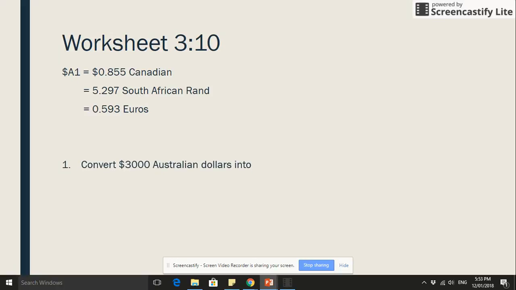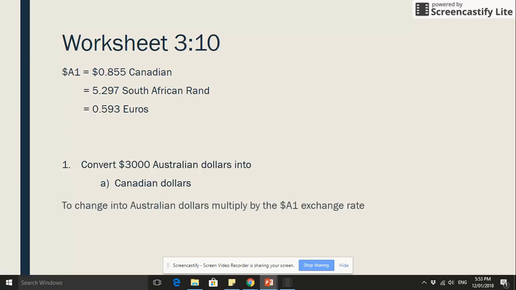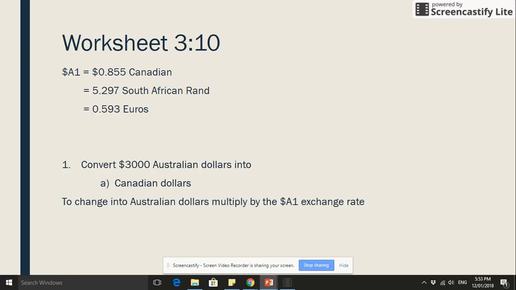Convert 3,000 Australian dollars into Canadian dollars. So what do we do? To change Australian dollars, we multiply by the exchange rate. So we know we've got 3,000 Australian dollars, and we multiply by the exchange rate, which is there. So you do that in your calculator, 0.855 times 3,000, or 3,000 times 0.855, and that will give you so many Canadian dollars. Please make sure you show your working out.